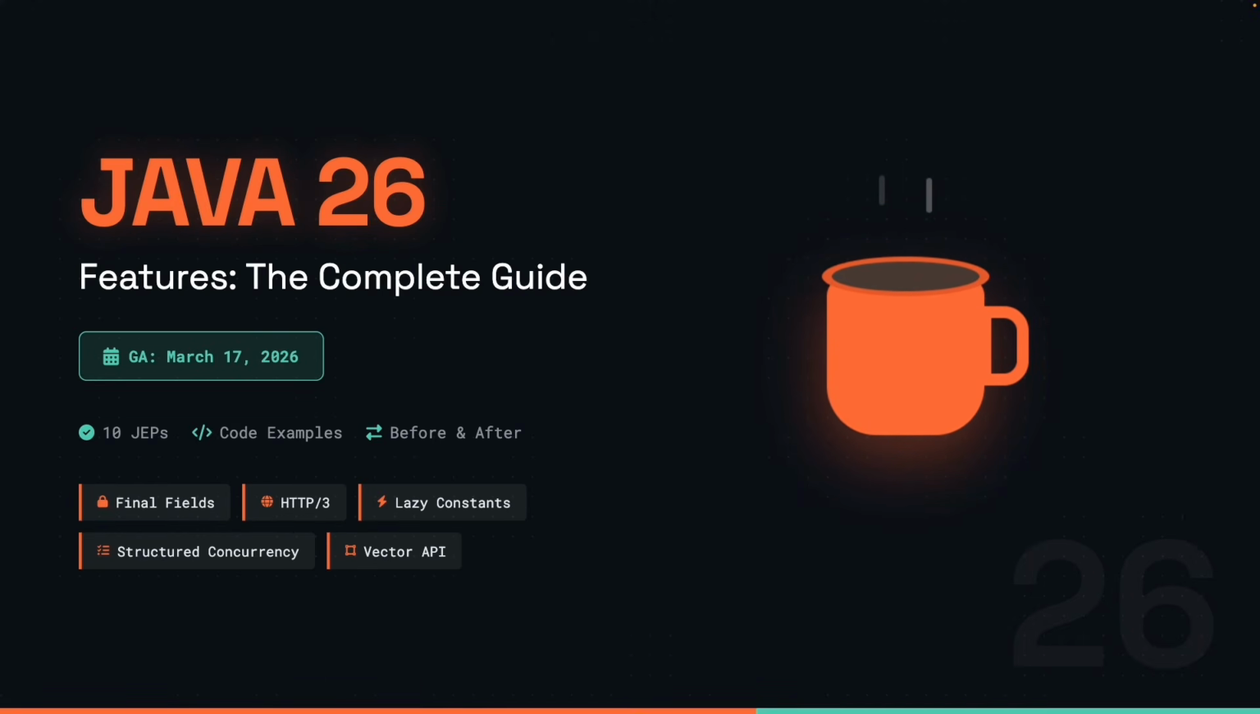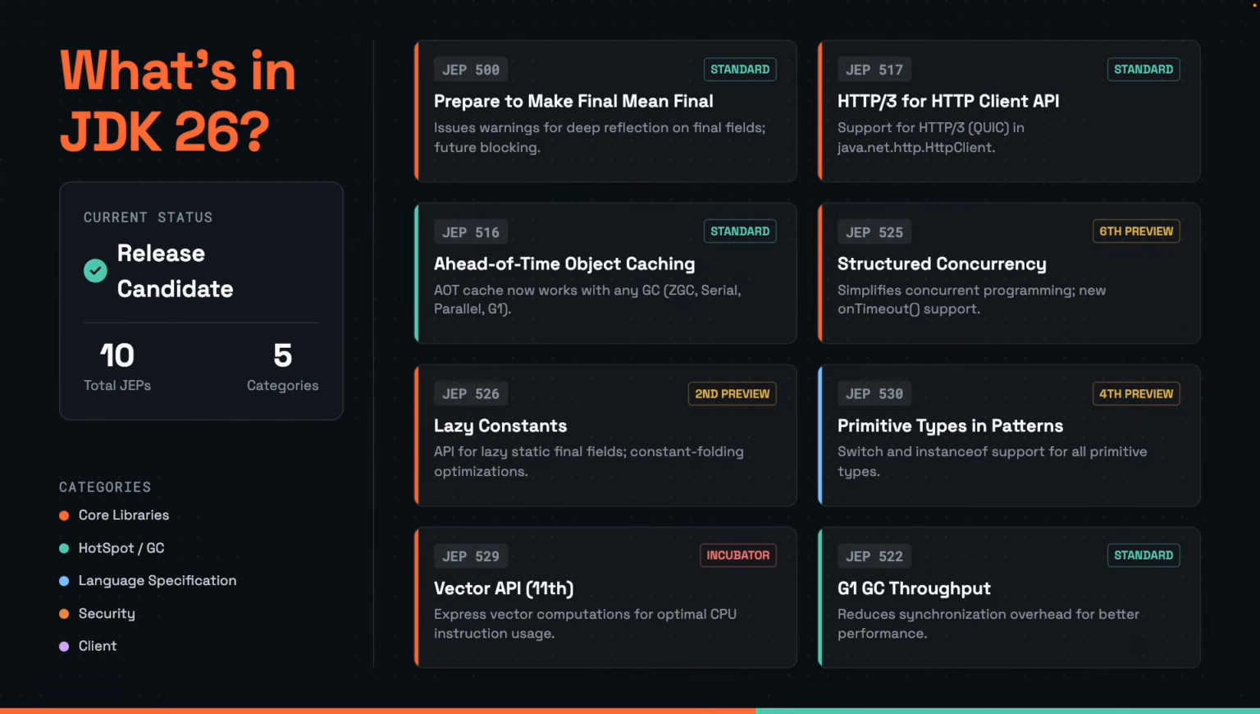Today is March 20th, and just 3 days ago, on March 17th, Oracle officially released Java 26, or JDK 26 as it's technically called. And I'm going to walk you through every single feature in complete detail. Alright, let's start with the big picture. This slide gives us a complete overview of what's actually Java 26.